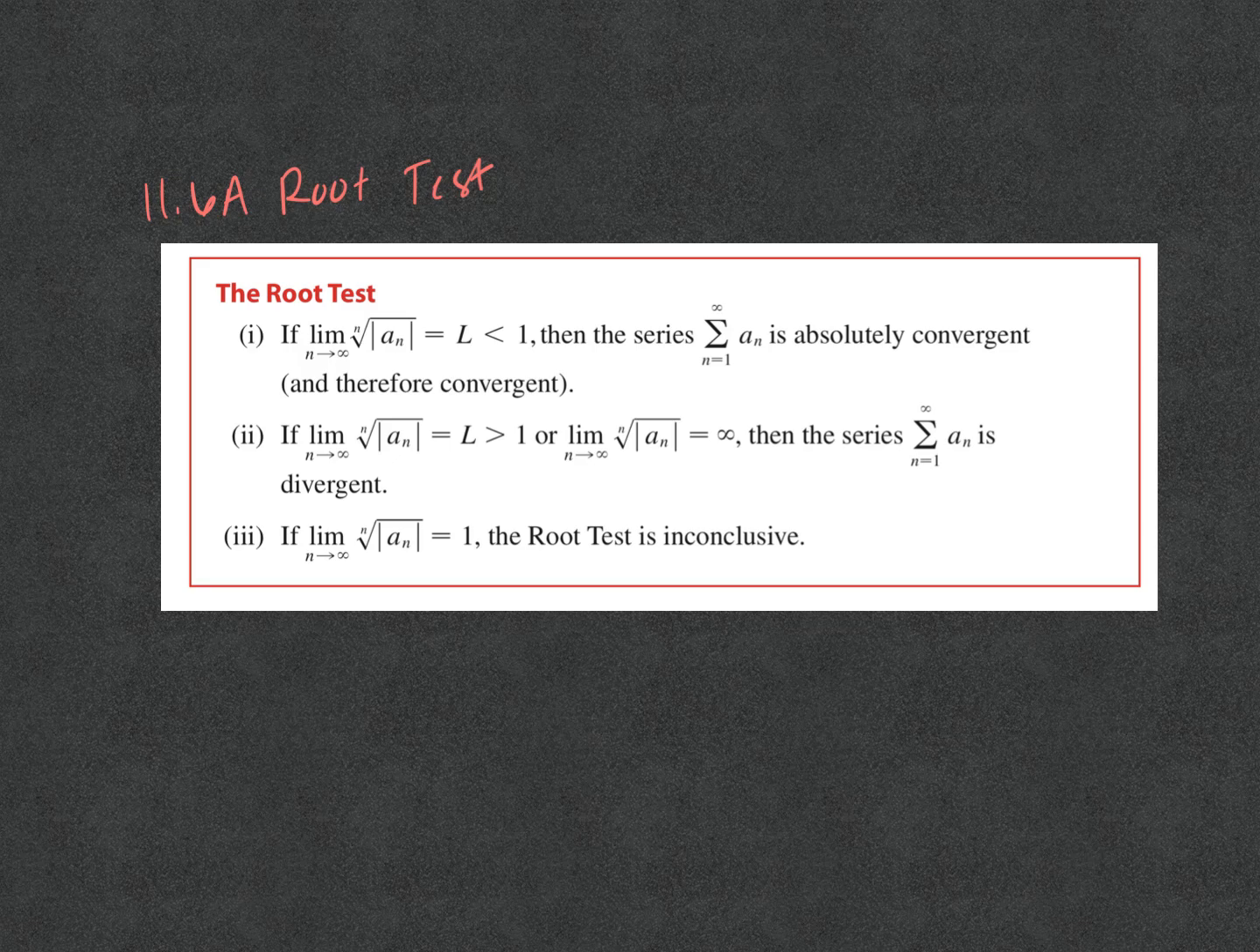Section 11.6 has three parts technically: the ratio test, the root test, and absolute convergence or conditional convergence. So we're going to do this video on the root test. We're going to call it 11.6a, the root test. So here's what your book says.